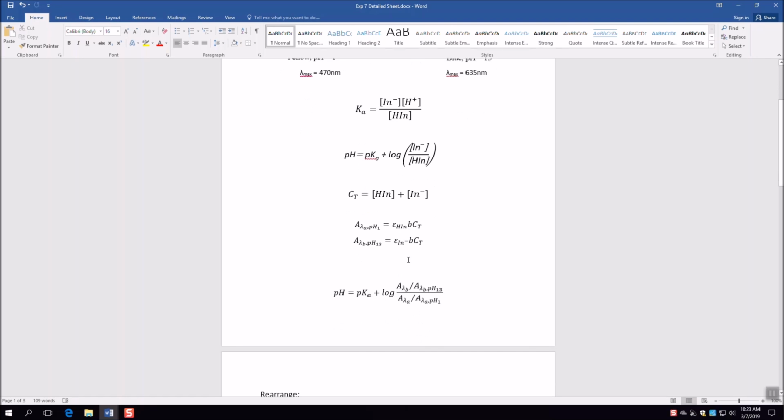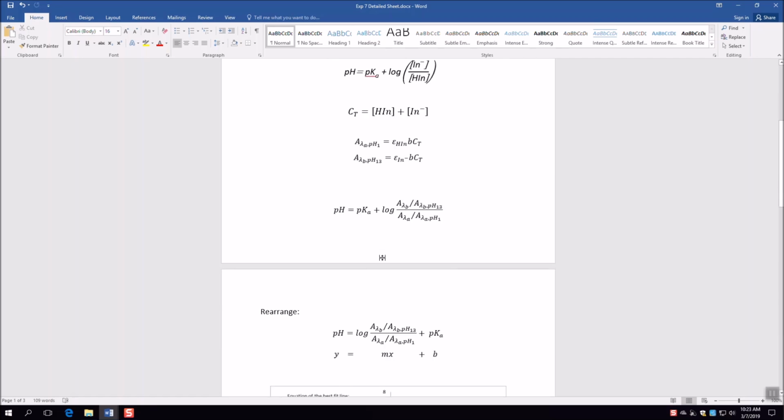So we can't just plug in the absorbance of B over the absorbance of A, or said another way, the absorbance of IN minus over the absorbance of HIN. We have to plug in this ratio, which makes the math more complex, but we're going to use Excel, so it's not really a big deal. So one way that we're going to solve for the pKa of this indicator, bromocresol green, is to essentially plug in the pH, plug in this relationship, and solve for the pKa. And then you're going to do that 5 times.